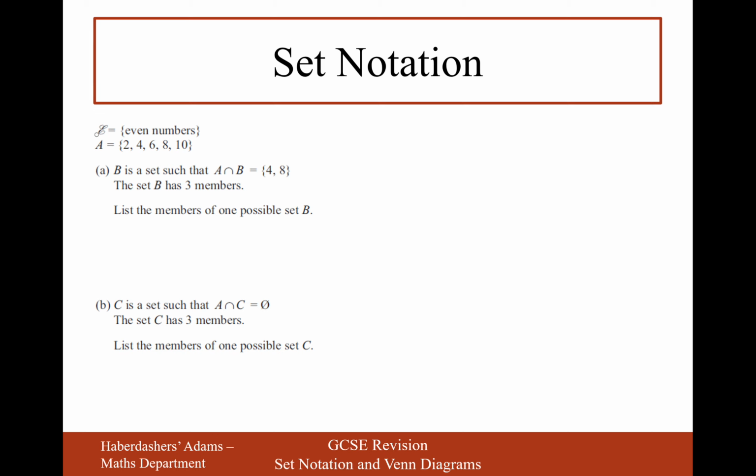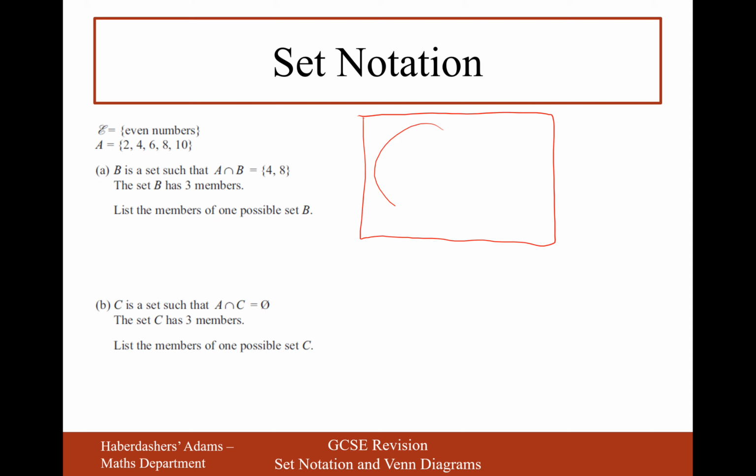Okay, so in this question here, we're only considering even numbers. The set A is filled with the numbers 2, 4, 6, 8, and 10. B is a set such that A intersection B, or the elements that are in both of sets A and B, is equal to 4 and 8. The set B has 3 members. List the members of one possible set for B.